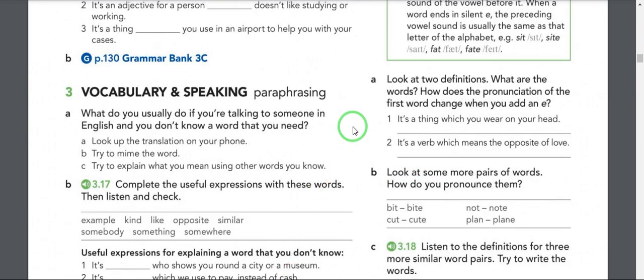Look at two definitions. What are the words? How does the pronunciation of the first word change when you add an E? It's a thing which you wear on your head. It's a verb which means the opposite of love.